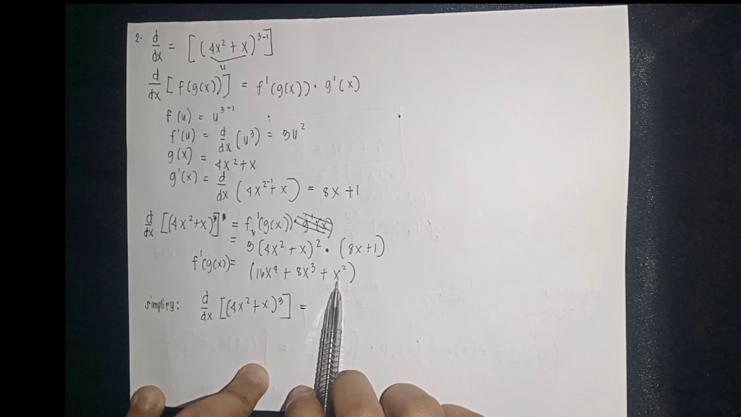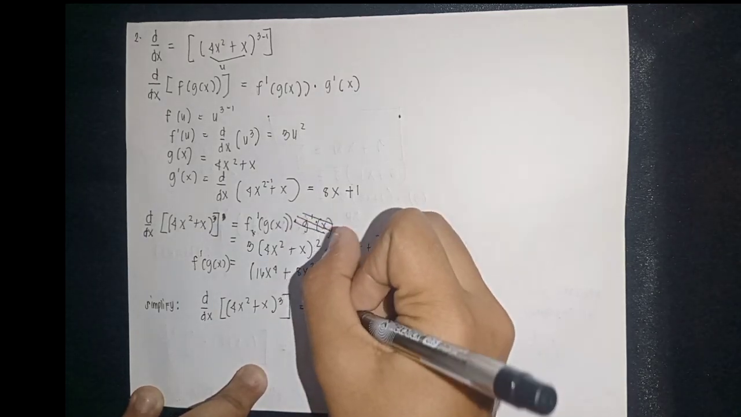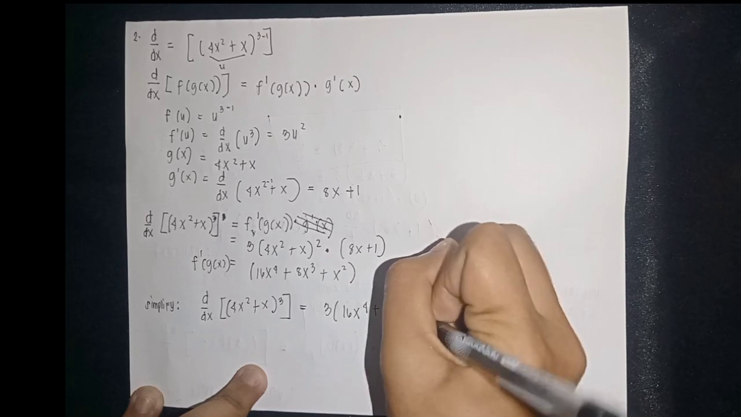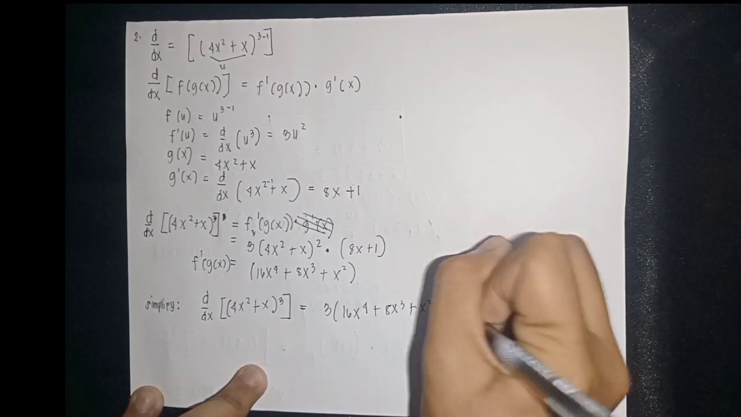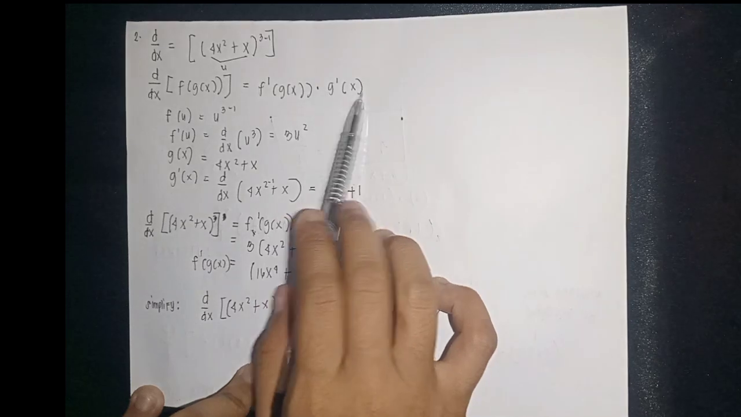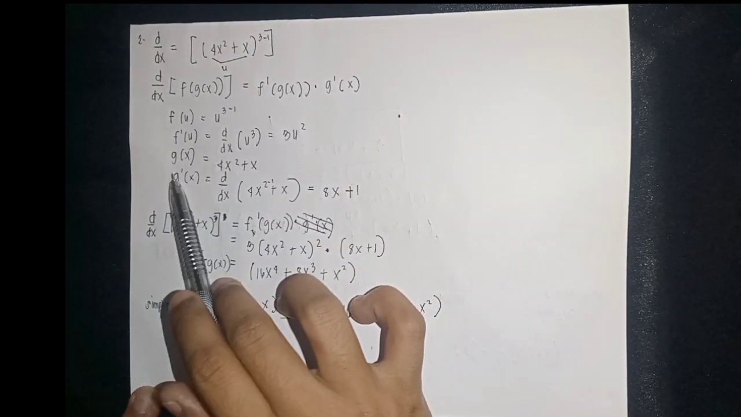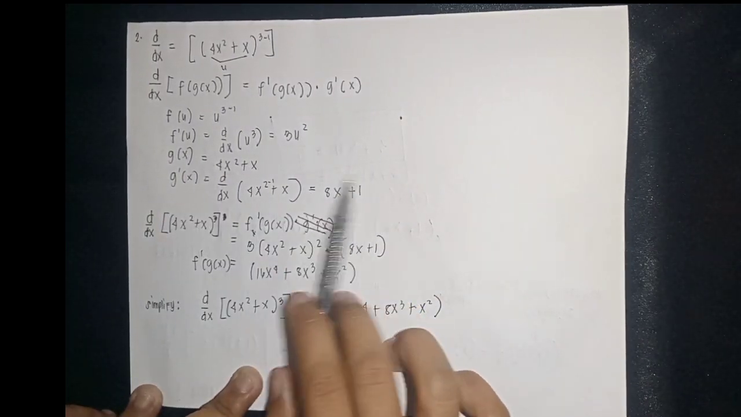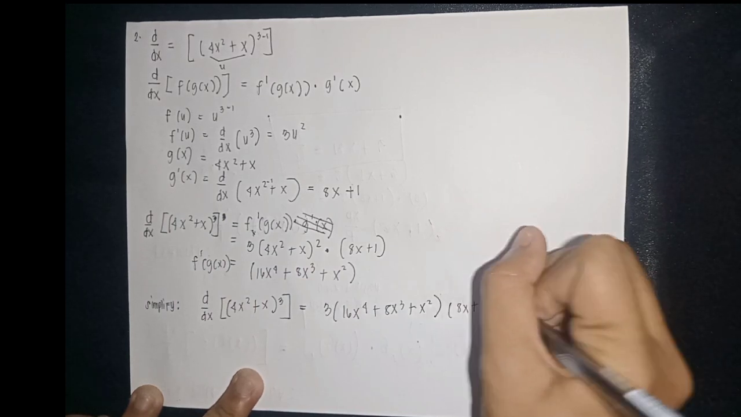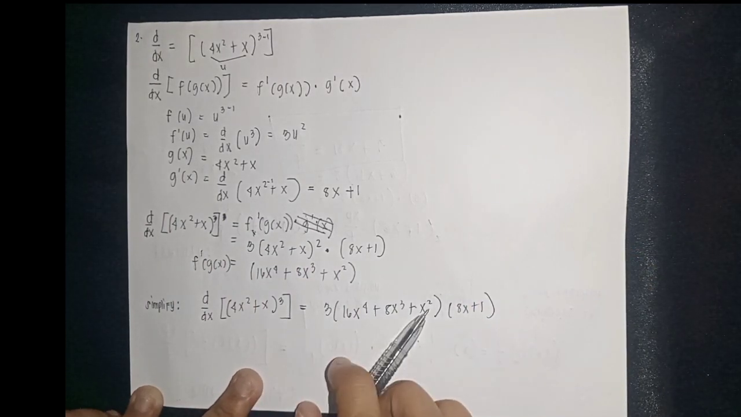So then that's it. Again, bring down the 3, open parentheses. So 16x raised to 4 plus 8x cubed plus x squared, times the g prime of x, which is 8x plus 1. So let's bring down the 8x plus 1.